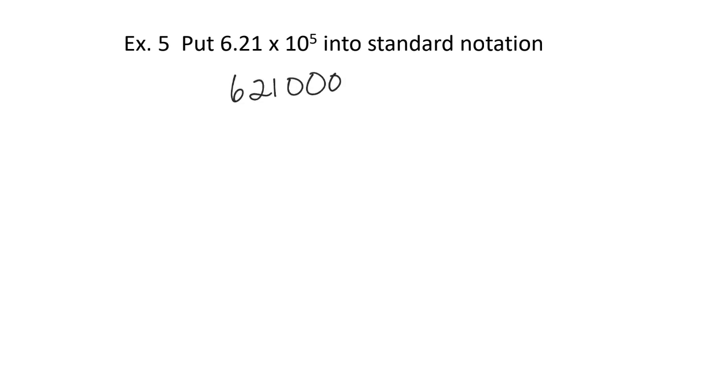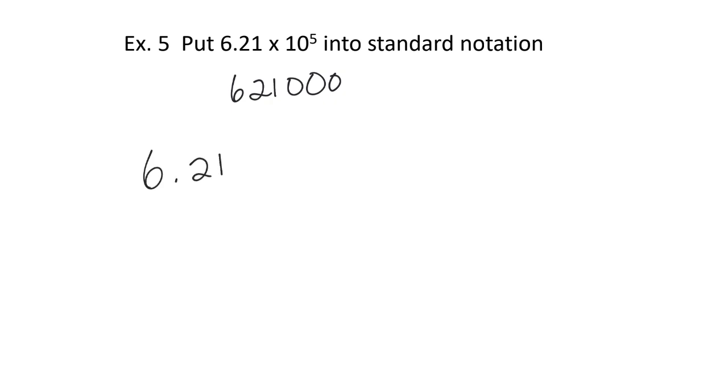But if it's bigger than a certain number, usually 8, because I think there's only however many digits there are on your calculator, it could be 8 or 9. It'll keep it in scientific notation. So then you have to do it yourself by hand. So we're going to start with the 6.21.